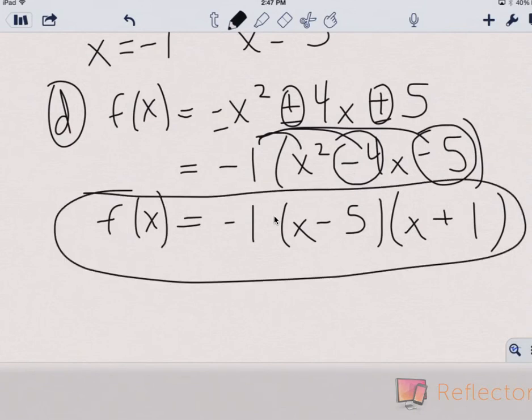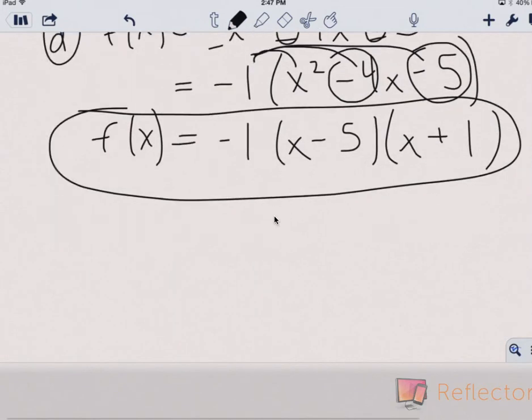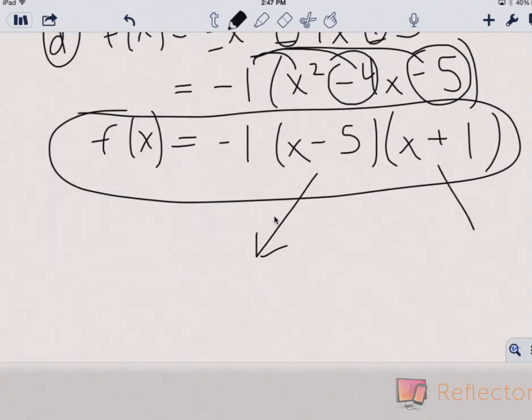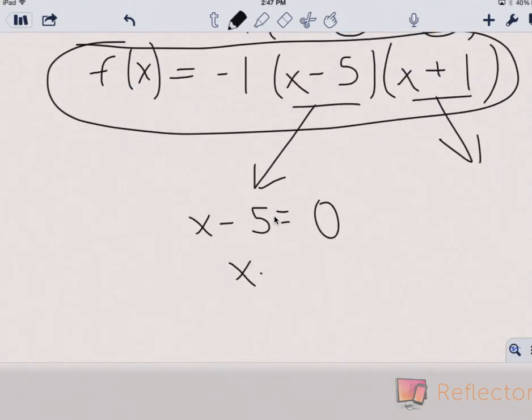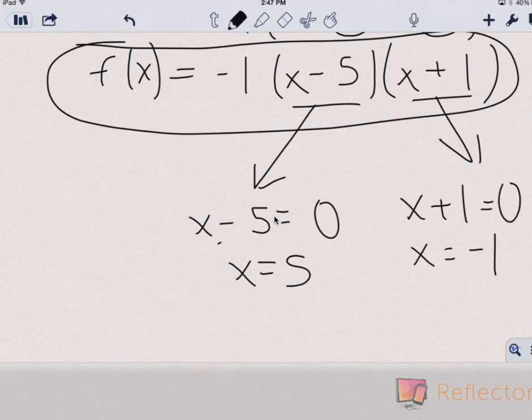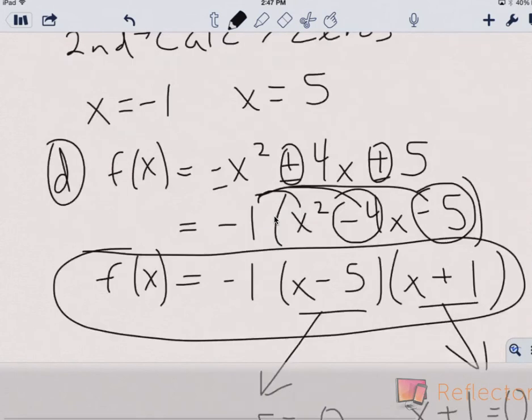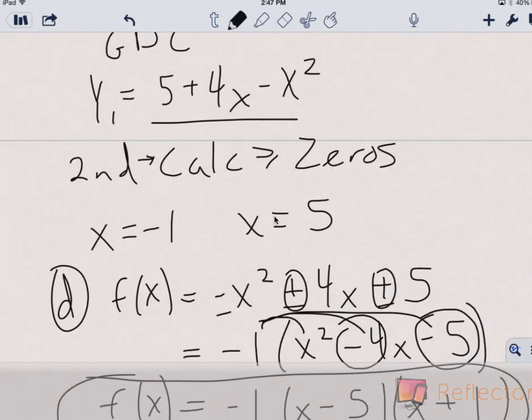Now, how do you know whether you're right? Well, if you think about it, each of these factors that has an x in them should, if you were to try and find what makes them 0, correspond to the x-intercepts that you found before, which they do indeed.